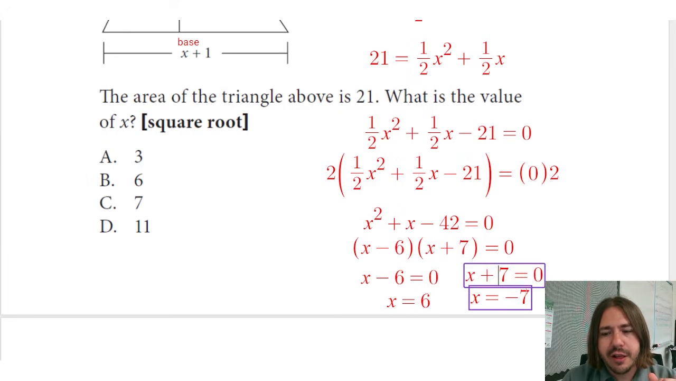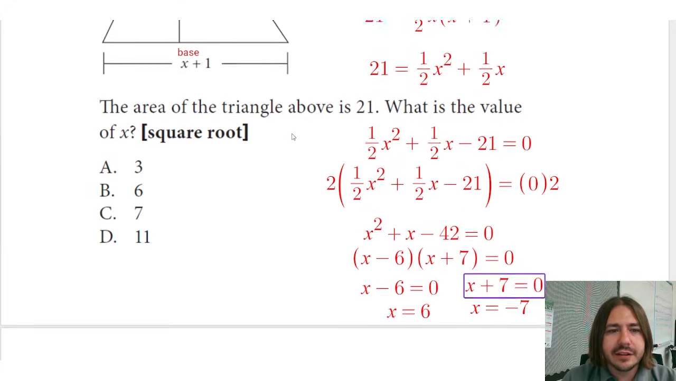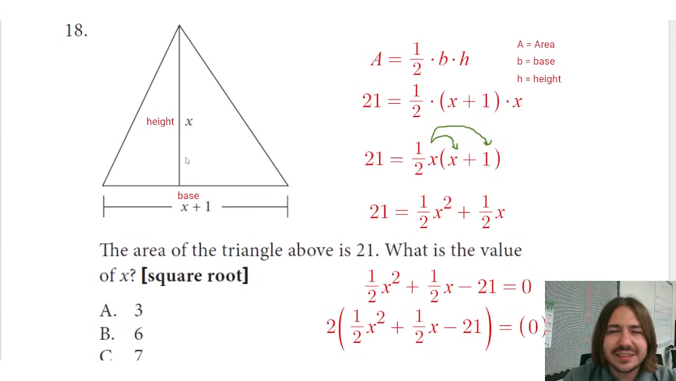So here, the negative 7 is going to be invalid because you can't have a height that's negative 7 units, right? It doesn't really make sense to have a triangle where the height is negative.